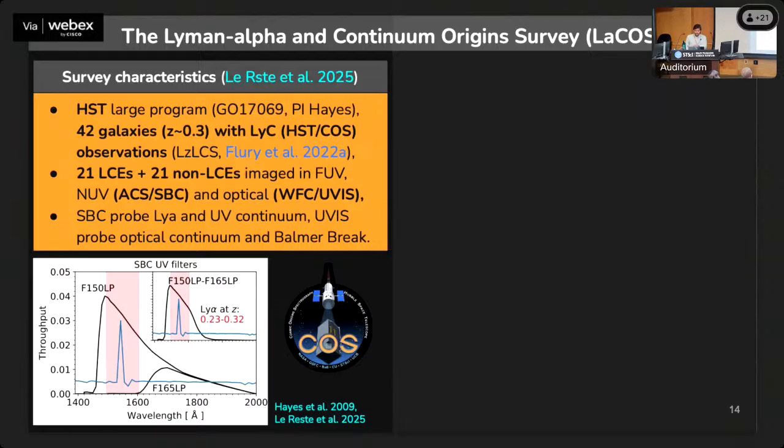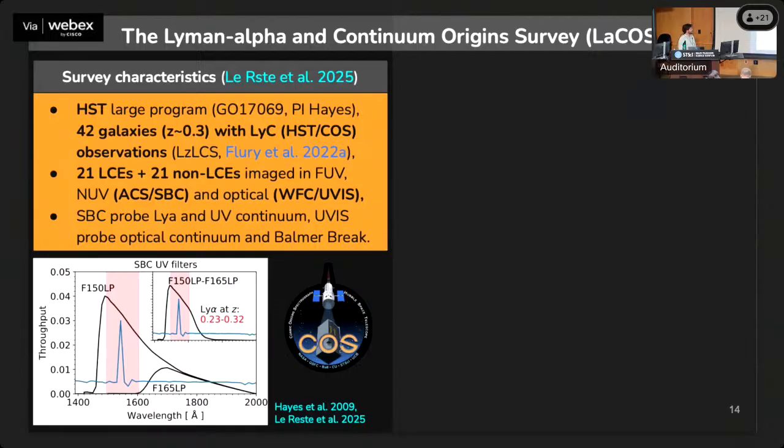So LaCOS is an HST large program where we observe 42 galaxies at redshift 0.3 or so. And these 42 galaxies all have previous observations with HST-COS at ionizing wavelengths. We target equally Lyman continuum emitters and non-emitters, so galaxies which emit a high fraction of ionizing photons and galaxies for which we don't detect any ionizing output.